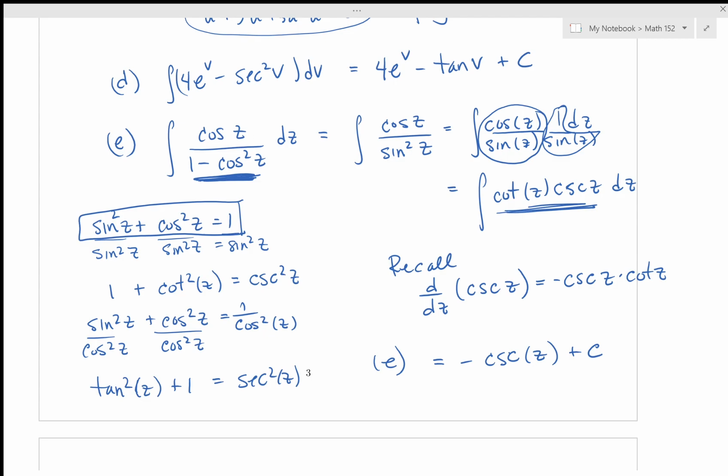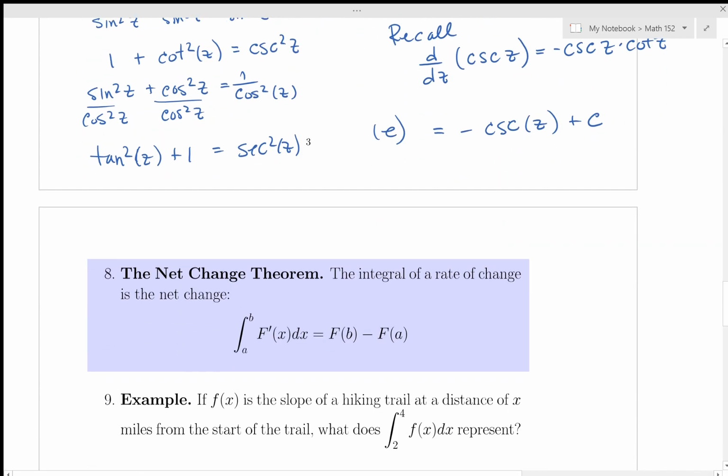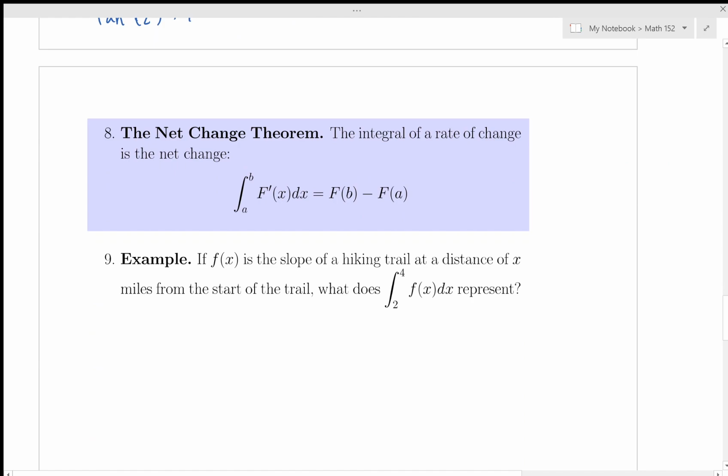All right, a little theorem here. We call this the net change theorem. If I take the integral from a to b of some function which is a derivative, then when I integrate it, the value will be the function evaluated at the upper limit minus the function evaluated at the lower limit. This allows you to compute a change in, say, distance, a change in area, a change in elevation, like we're going to see right here.